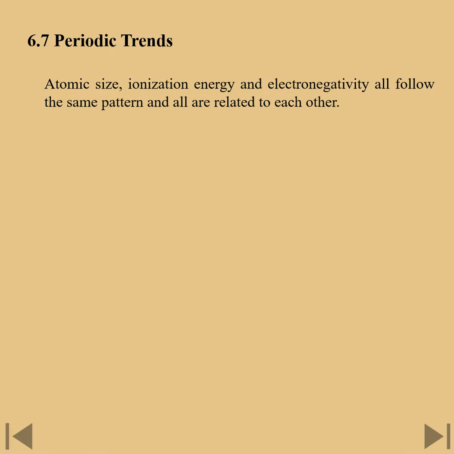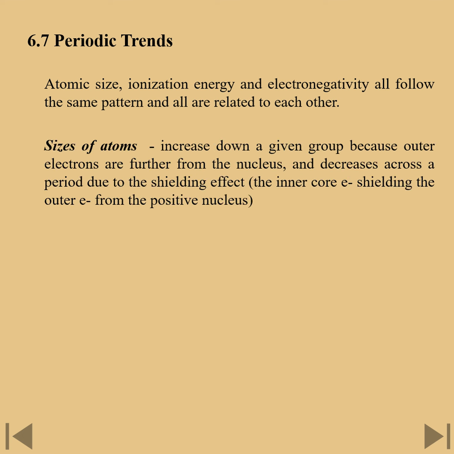Okay, I'd like to go over some periodic trends that we see, and we have 3 trends that follow the same pattern, and that's going to be atom size, ionization energy, and electronegativity. Again, they're all related to each other, and we'll talk about that when we get to them. Okay, let's first talk about the sizes of atoms, and it should make sense as you're getting bigger and bigger and bigger as you go down in a group. So you're getting more and more outer shells.